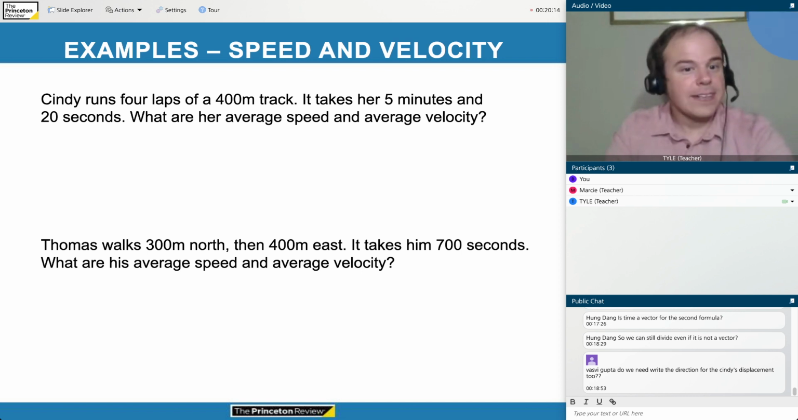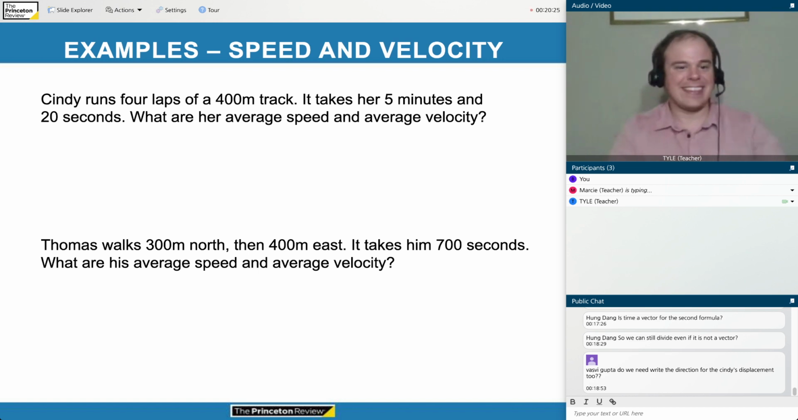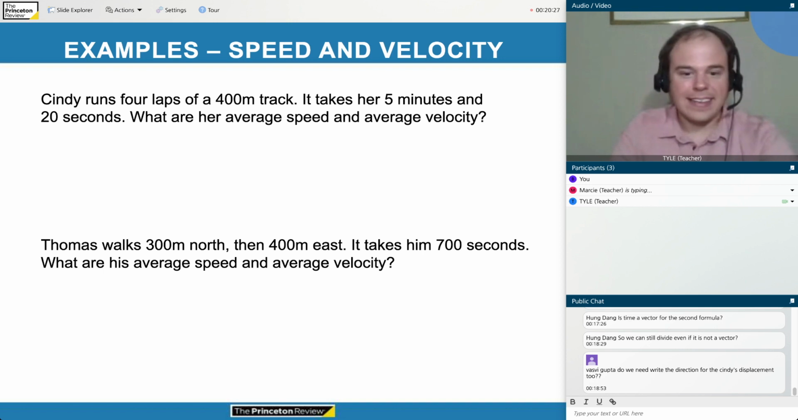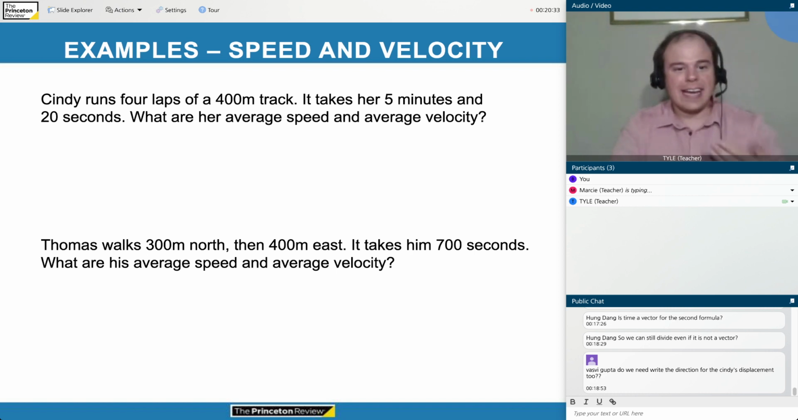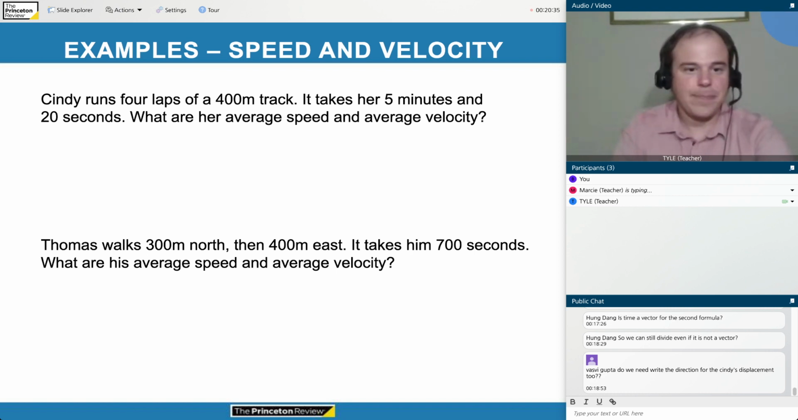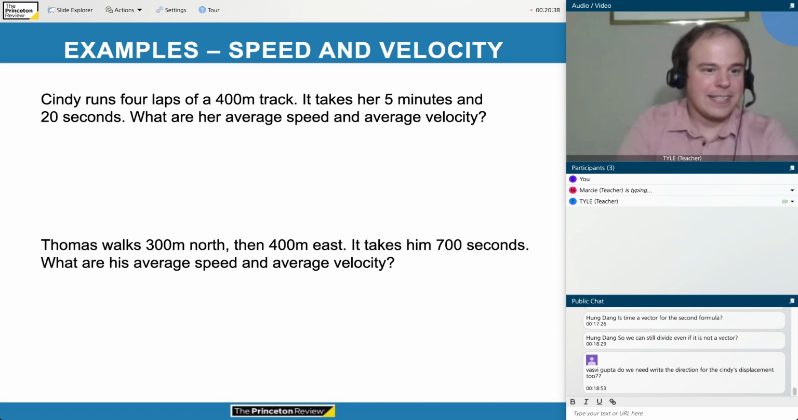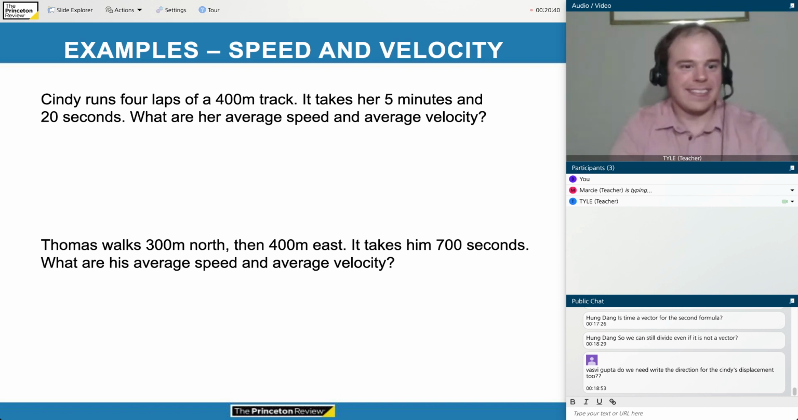So Cindy runs 4 laps of a 400-meter track. It takes her 5 minutes and 20 seconds to complete those 4 laps. What are her average speed and her average velocity? Second question: Thomas walks 300 meters north and 400 meters east. It takes him 700 seconds. What are his average speed and average velocity? I'll give you guys a minute to work these through, and then we'll go over them together. If you're watching afterwards, feel free to pause your video.